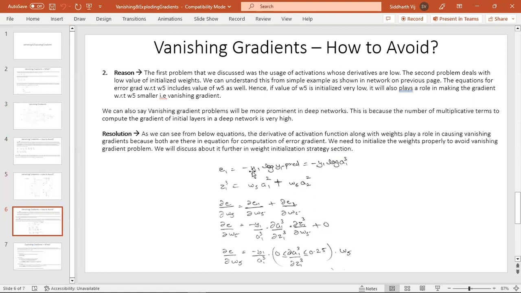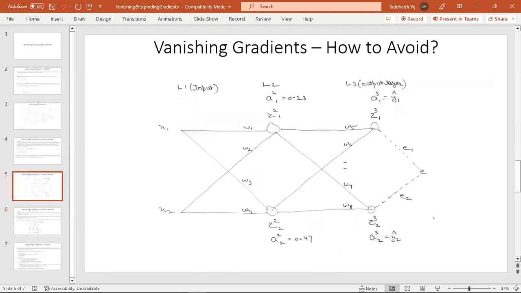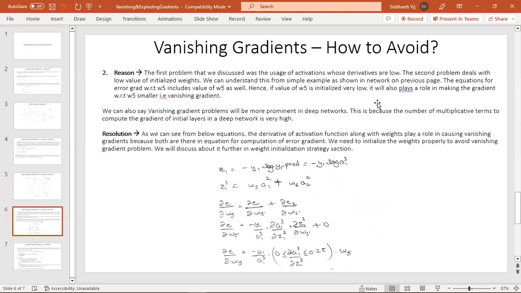So minus y log y predicted. We have just plugged in the value minus y1 log of y predicted. Y predicted is A31, the last value of activation in the last layer. Now we compute the partial derivative of this, which comes out as minus y1 by A31.